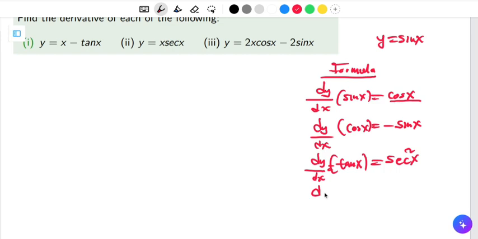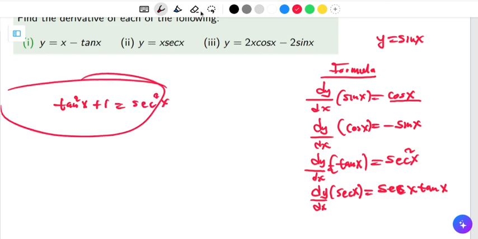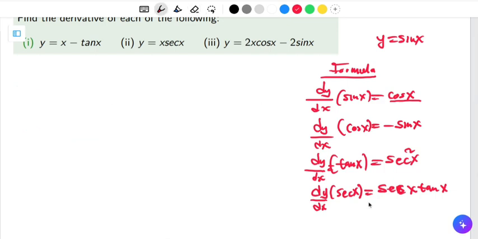What about secant? The derivative of secant, which is sec x, is going to be equal to secant x tan x. So that is one thing that you need to know. This one is coming from the idea that tan squared x plus 1 is equal to sec squared x. That is where this one is coming from. But no need for you to worry about where this is coming from. I just wanted to show you. Just know that the derivative of secant x is equal to secant x tan x.